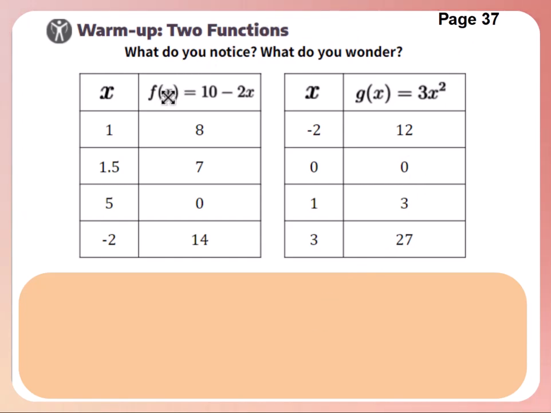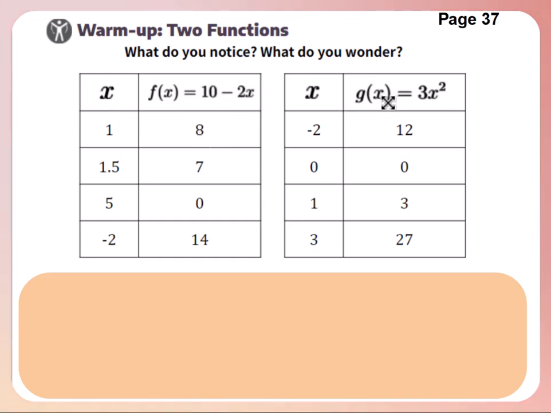All right, we have a function rule, f of x equals 10 minus 2x, and another function rule in the second table, g of x equals 3 times x squared. So I want you to look at these carefully. Let's start with the table on the left. Put in 1 for x. 2 times 1 is 2. 10 minus 2 is 8. So our output when we put in 1 for x and simplify, we get 8.